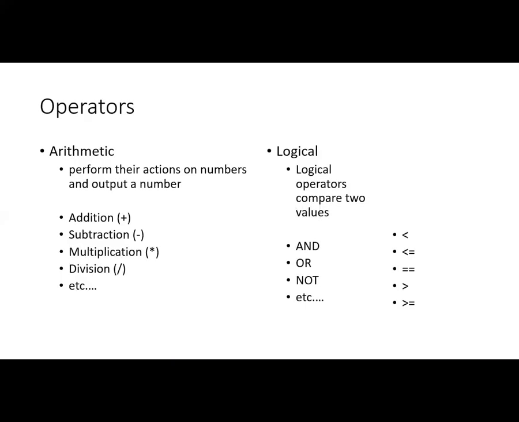So there's another one. Before we start, we have one more type. The last component is operators. There are two types of operators used in programming languages. The first one is arithmetic operators.